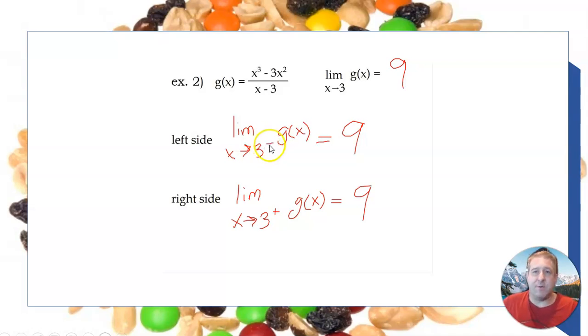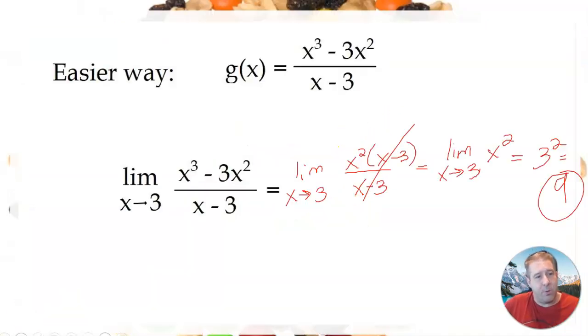So what I'm going to need to do is find that the left and the right-hand sides are the same. So I'm going to pick a number that's a little bit less than 3, like 2.99. If I put 2.99 into here, I should get an answer that's pretty close to 9. If I put 3.001 into this equation, I should also get an answer close to 9. But there are other ways of doing it. We could solve that question algebraically, which I'm going to do right now.